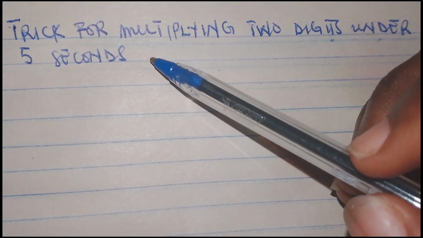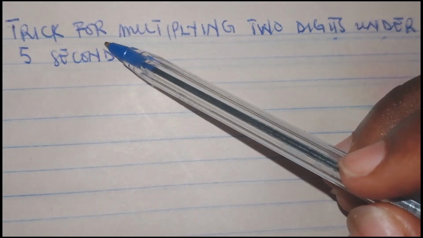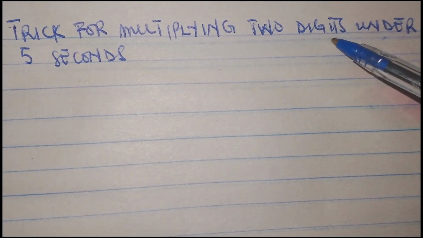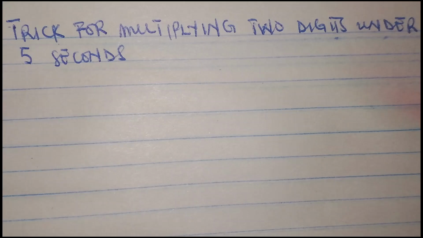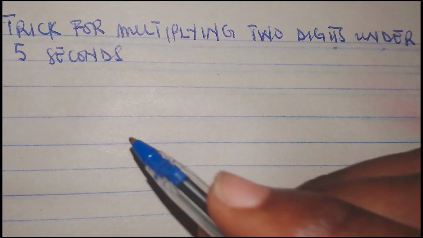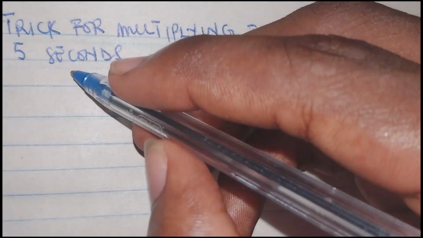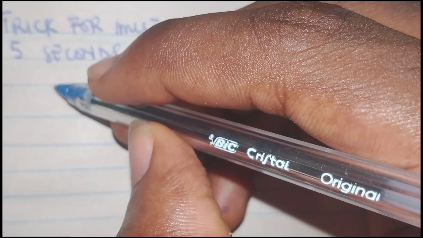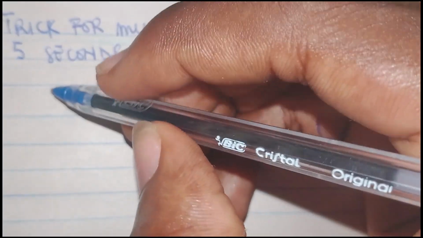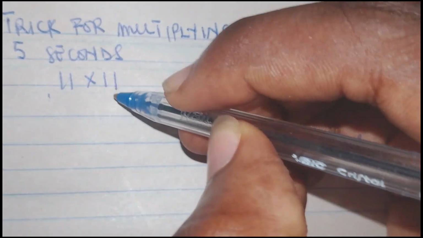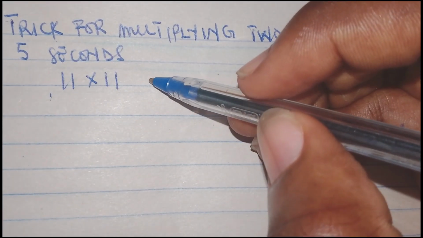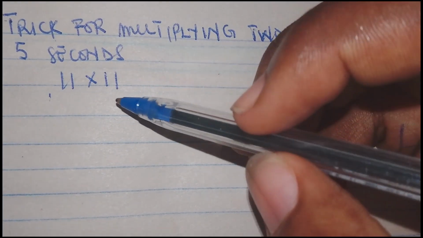So in this lesson, we're going to look at a trick for multiplying 2-digit numbers in under 5 seconds. Okay, so let's take our first example. Our first example is 11 by 11. That's 11 times 11.